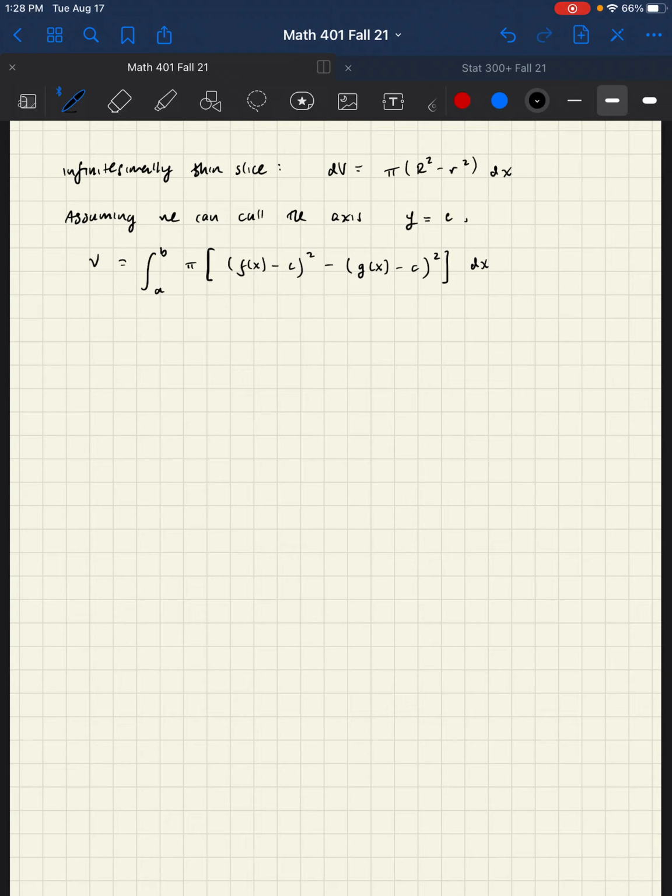Wow, right? This complicates it quite a bit. Like there's layers to this, right? Namely, this is the outer radius, this is the inner radius. And in our specific example here, we're looking at the integral from 0 to pi over 4 of pi times (cosine of x plus 1) squared minus (sine of x plus 1) squared dx.